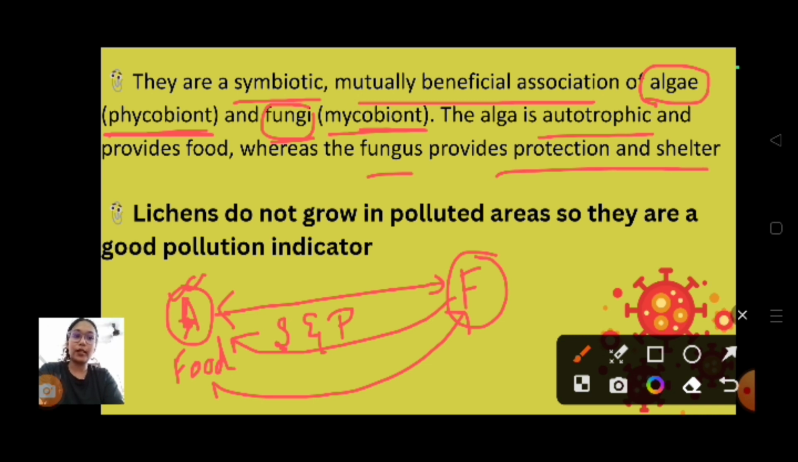Next, lichens do not grow in polluted areas. Means wherever there is a pollution free area, you can see lichens, and whenever there is a polluted area, you can't see lichens. So they are a good pollution indicator. Since they are not present in the polluted area, they act as good pollution indicators. Clear?